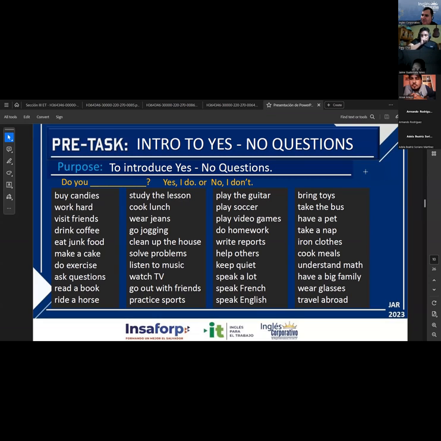Do you take the bus? Yes, I do. Take the bus. So, Adelita, you can say, Jaime, do you take the bus? Danny, do you take a nap? Armando, do you iron clothes? Okay. So that specifically they answer. No, I don't. Okay.